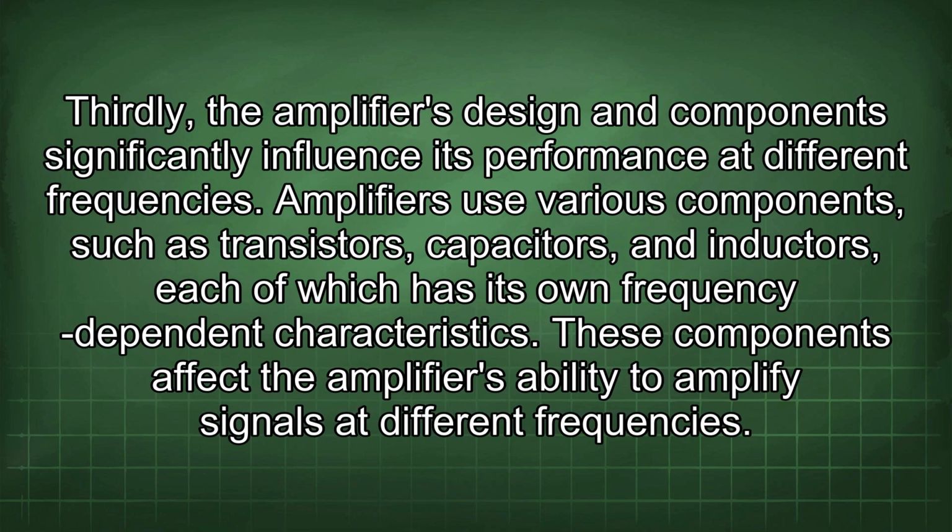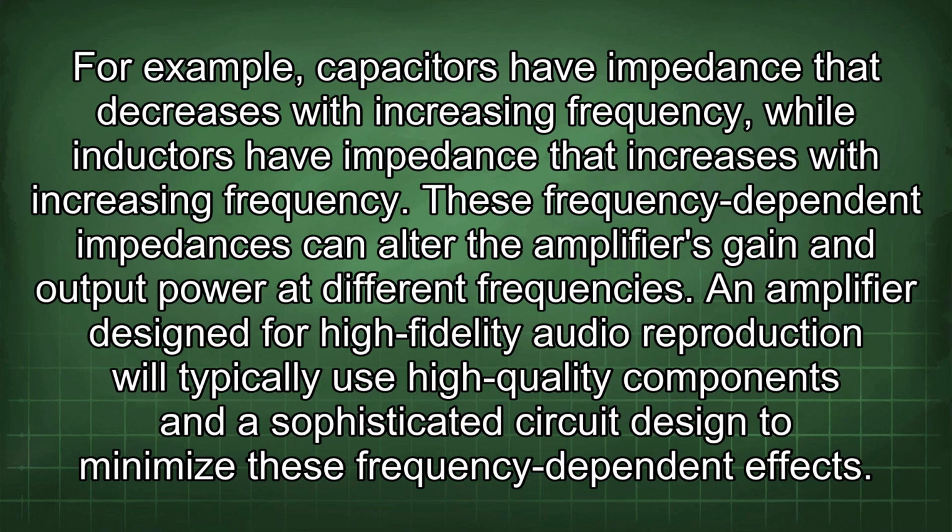Thirdly, the amplifier's design and components significantly influence its performance at different frequencies. Amplifiers use various components such as transistors, capacitors, and inductors, each of which has its own frequency-dependent characteristics. These components affect the amplifier's ability to amplify signals at different frequencies. For example, capacitors have impedance that decreases with increasing frequency, while inductors have impedance that increases with increasing frequency. These frequency-dependent impedances can alter the amplifier's gain and output power at different frequencies.